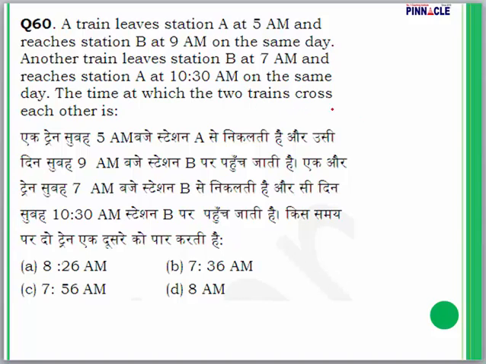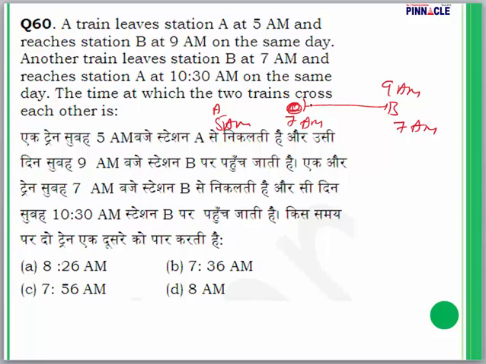Now see, A to B, 5 to 9. It means taking 4 hours. Now see, let us take this as A and this as B. A to B is one train and B to A is the second train. This train is leaving at 5 a.m., it means at 7 a.m. this train will reach here, and the second train, that is this train here, will start at 7 a.m. And this train will reach at 9 a.m.